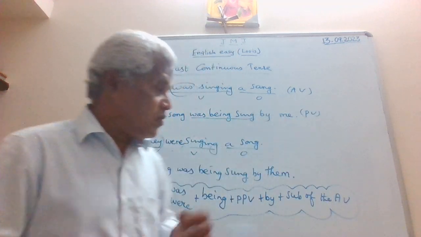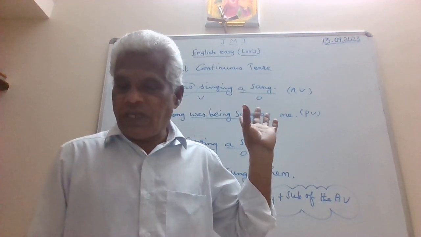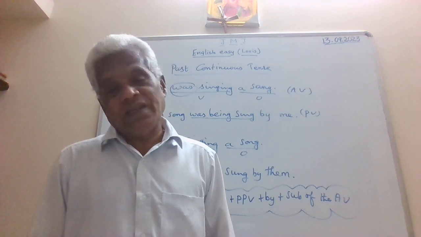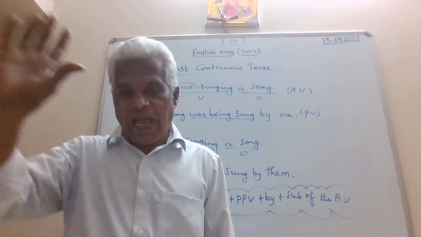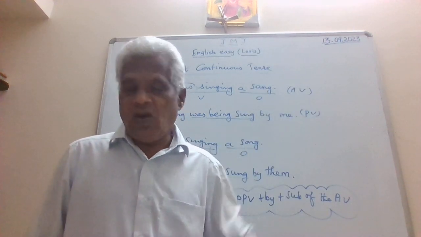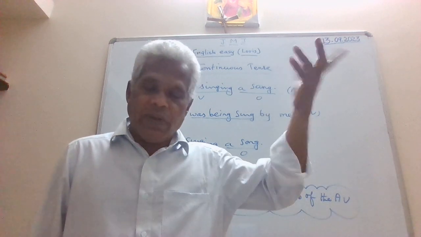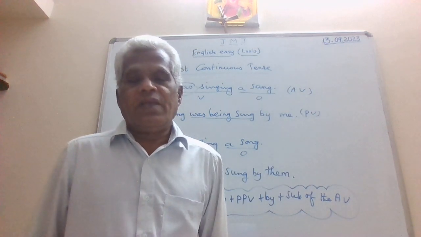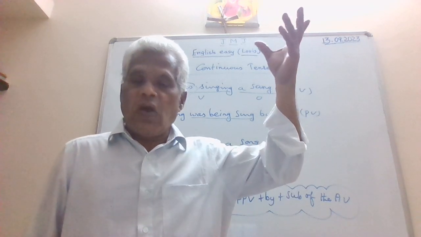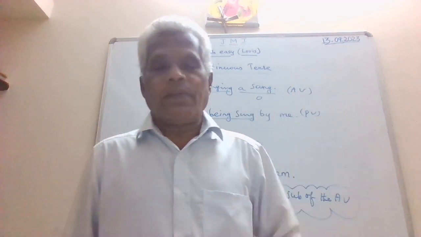See, for example, I will tell you, I was singing a song. What is the situation here? I was singing a song. It is past continuous, an action begun and continued in the past. Was singing. Maybe last week or the week before, I was singing a song in the concert in school. So like that you can think.